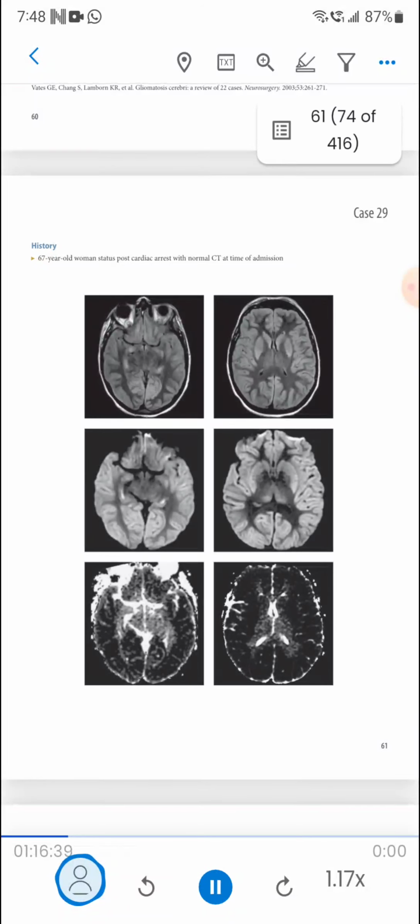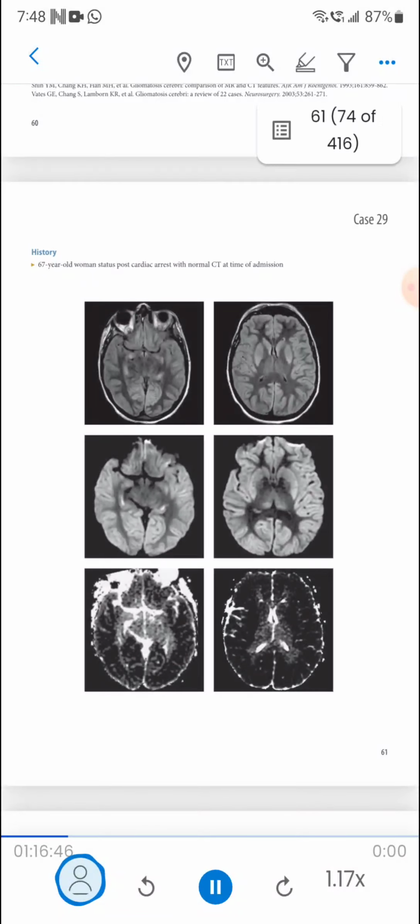Differential diagnosis. Creutzfeldt-Jakob disease, CJD, mitochondrial encephalopathy, toxic injury. Teaching points.